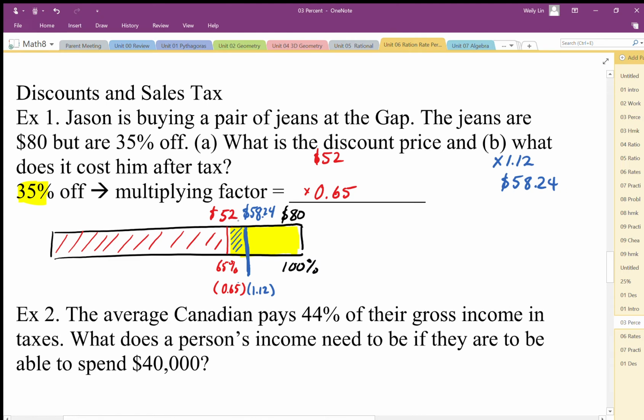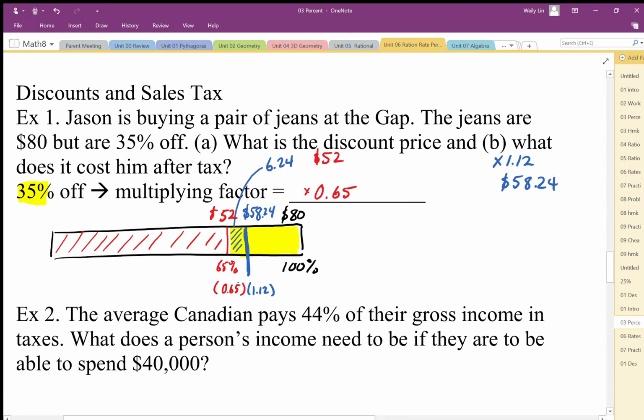Now, some people may calculate the 12% tax separately. So some people do 52 times 0.12 and figure out that they're paying $6.24 of tax and add it on. My suggestion is, instead of adding on, we try to keep everything as multiplying. We just use our multiplying factors. So once we figured out our $52, our multiplying factor for 12% tax becomes 112%, because we want to have our original amount plus the 12%, and this multiplication gives us the total amount after we add on the tax.